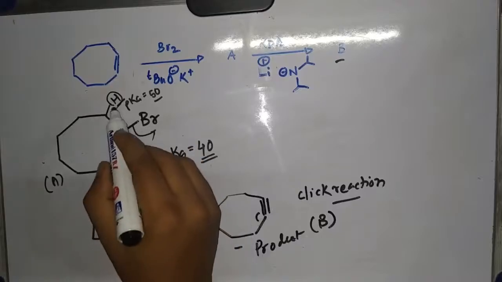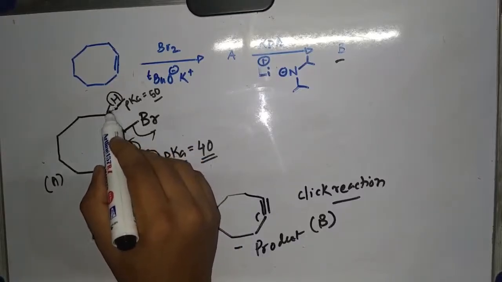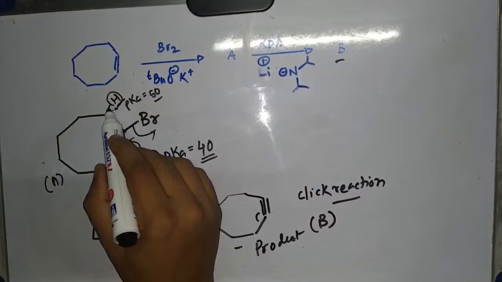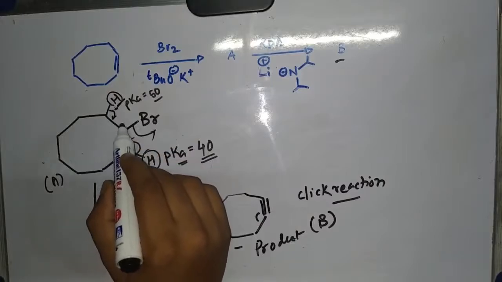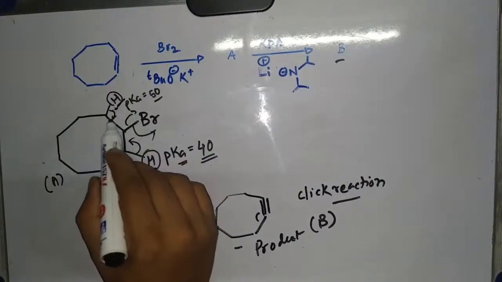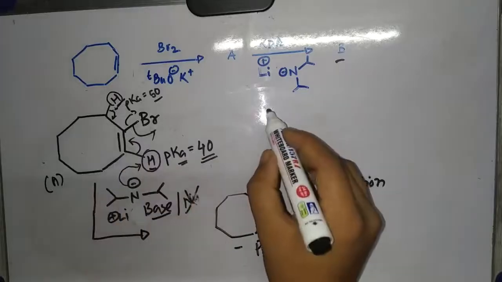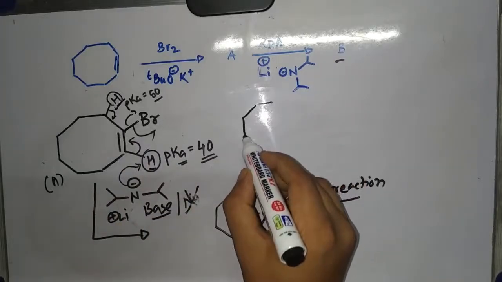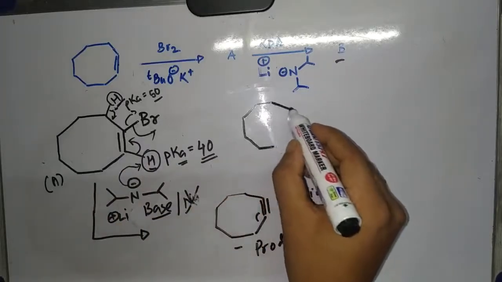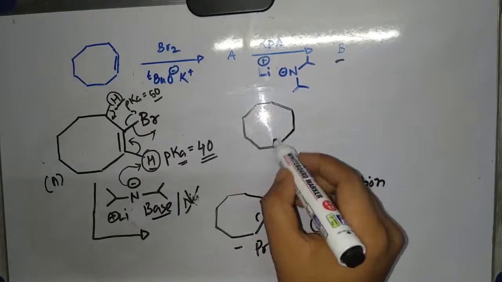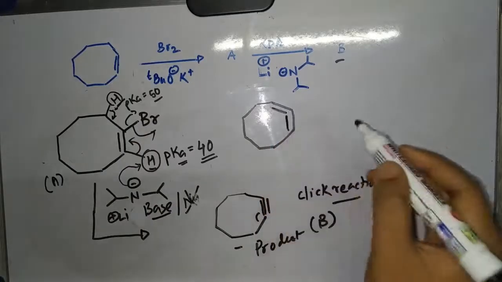And guys, if this proton is abstracted, then there is one more possibility I want to discuss here. See guys, if this proton is abstracted, this bromine will come out, and a double bond will form here, so therefore an allene system will form. And this allene system inside a ring is quite unstable, right? Because you can see this is the allene system.